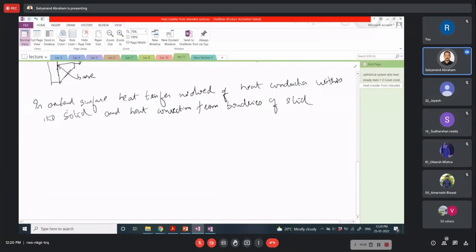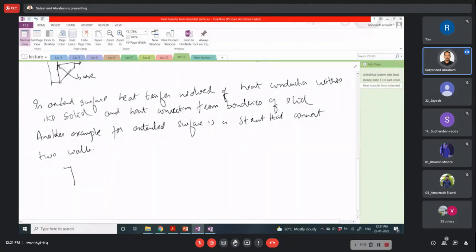So by the definition of an extended surface, another example of an extended surface is a strut that connects two walls. For example, if you have two walls like this, a strut or a rod is connected between the two walls.